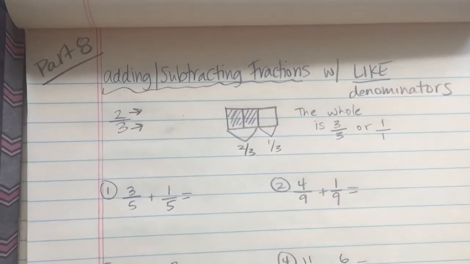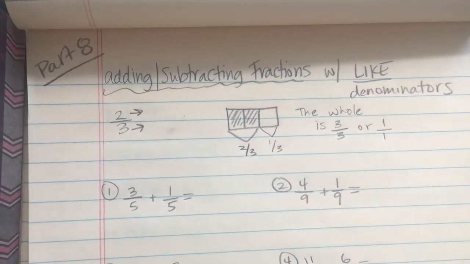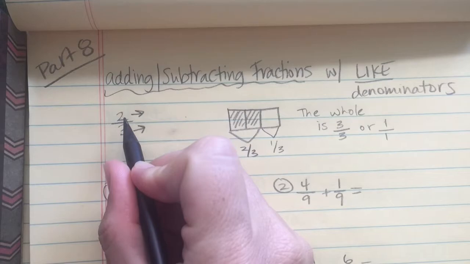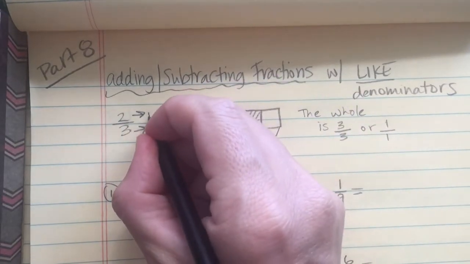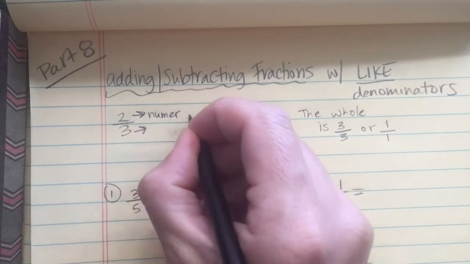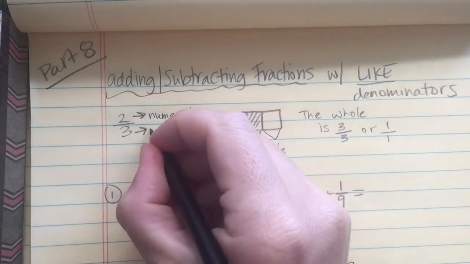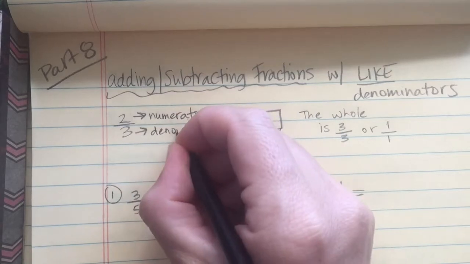So a couple terms you need to be cognizant of are when you have a fraction, the top number is your numerator and the bottom number is your denominator.